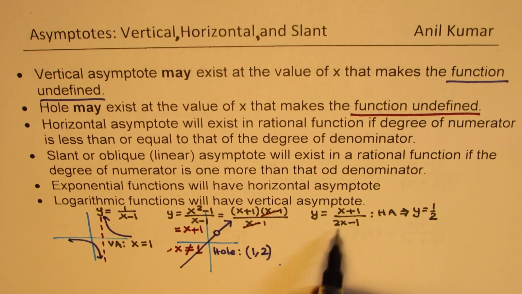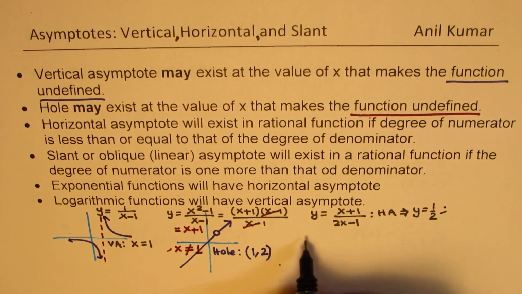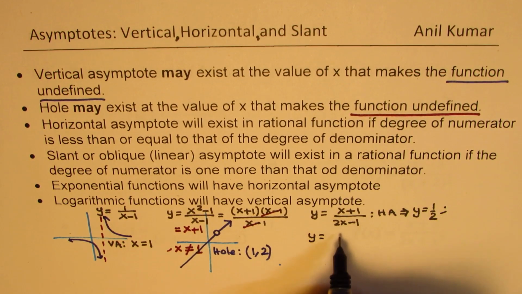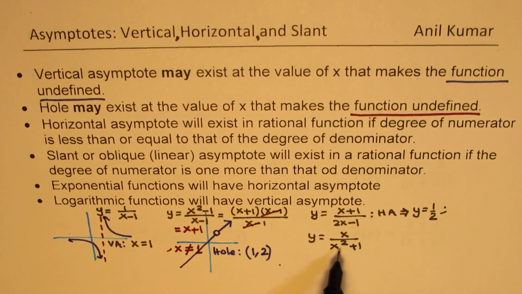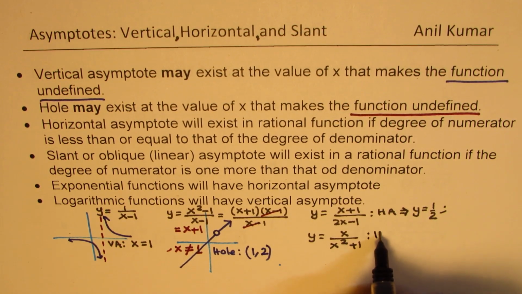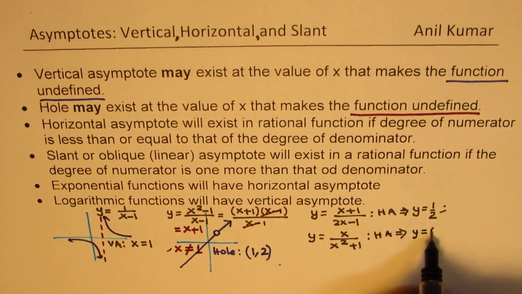So this is when the degrees are the same. Now if we have the condition where y equals, let us say, x over (x squared plus 1), in this particular case the degree of the denominator is higher than that of the numerator, and so we have a horizontal asymptote which will be y equals 0, right?